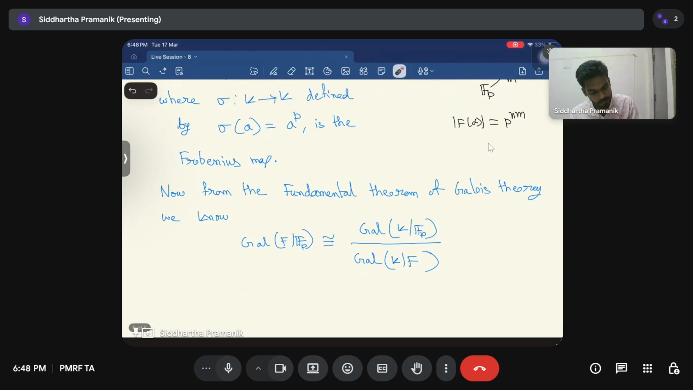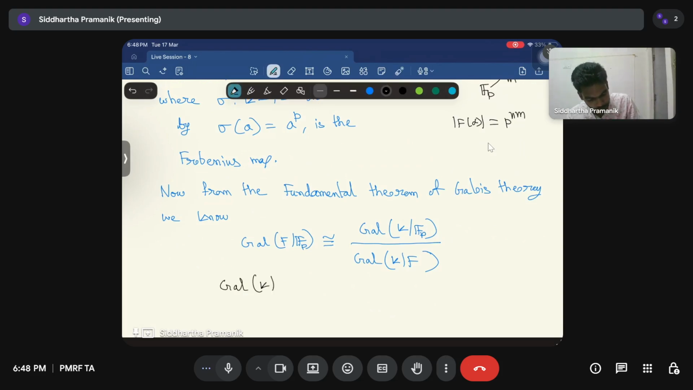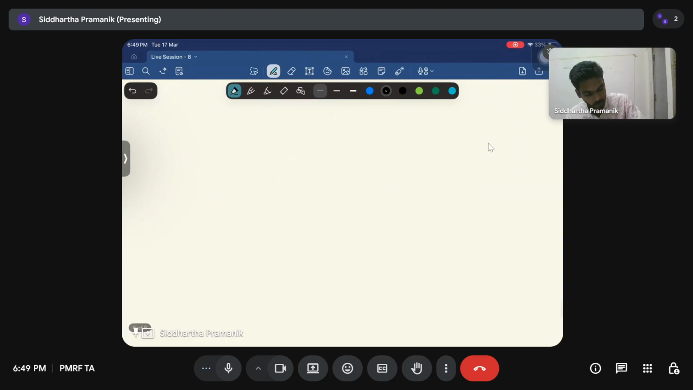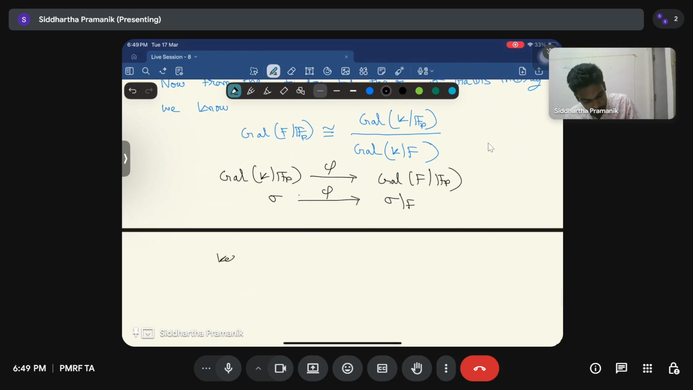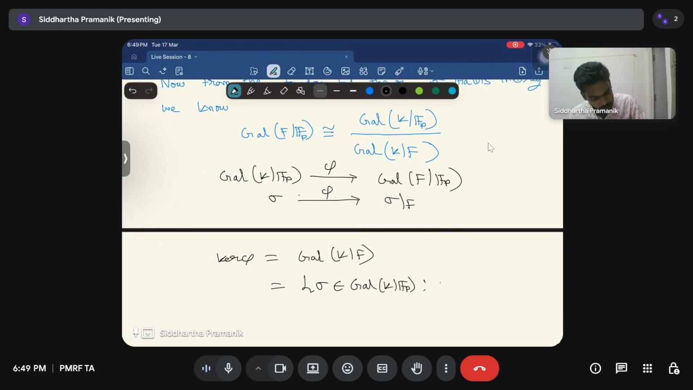So let's recall this map. This is defined from the Galois group of K over Fp to this Galois group, where sigma is just the restriction map, and the kernel of this map is our Galois group, the Galois group of K over F. So these are all those elements sigma which map to identity, such that sigma restricted to F is identity, right? That is the thing.